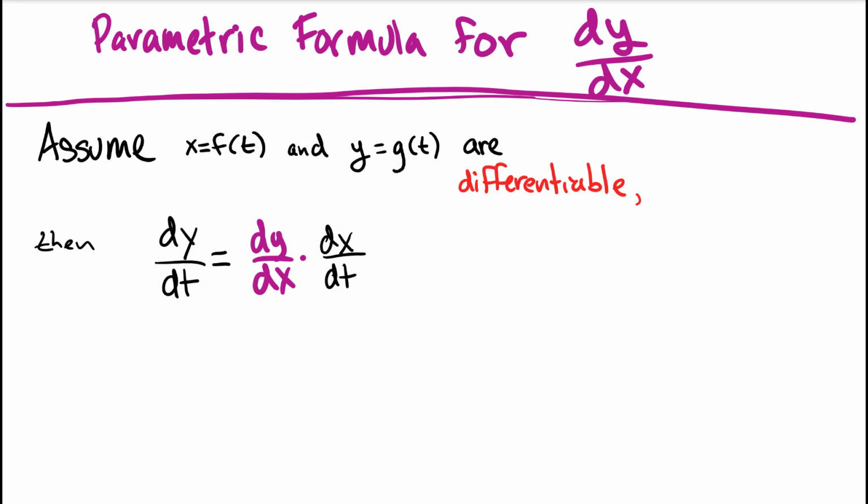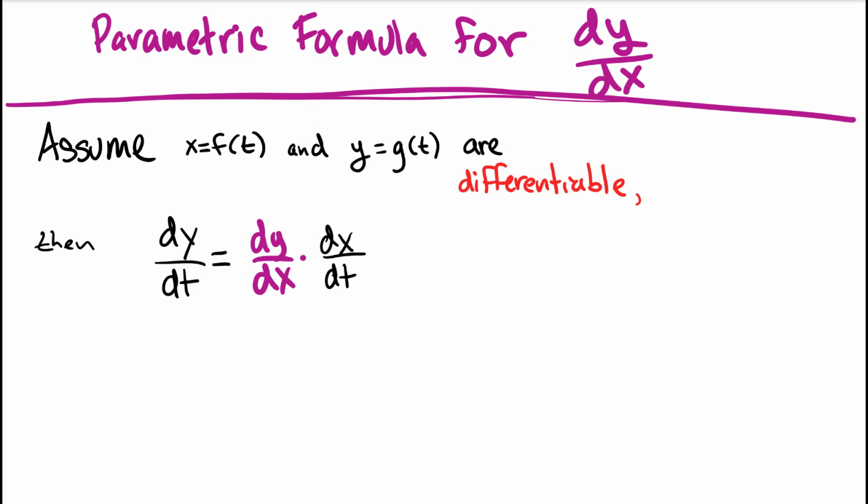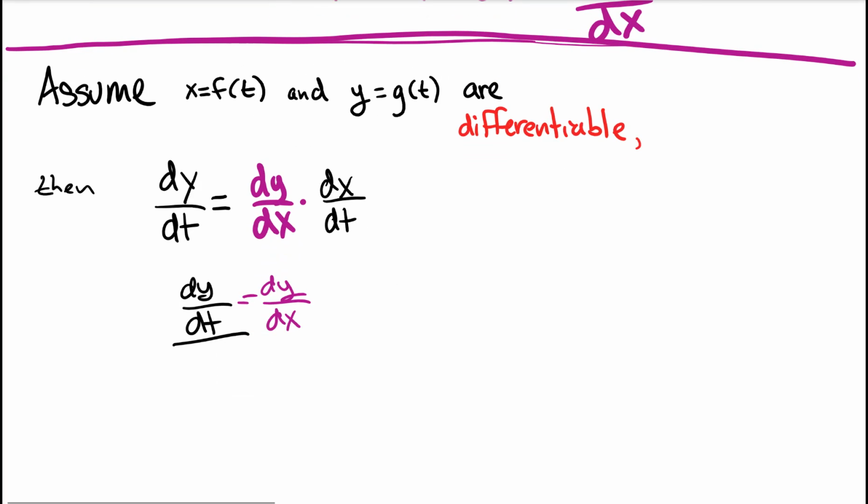Now let's clean this up a little bit, because we actually want to solve. We want to get dy/dx. So we're going to divide out this dx/dt. Now this seems kind of weird. So we're going to divide it out, and it's going to be dy/dx is equal to that dy over dt divided by this dx over dt. Huh. Well, let's make sure that we write this down.